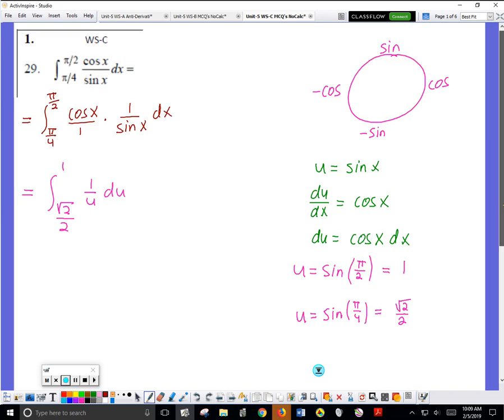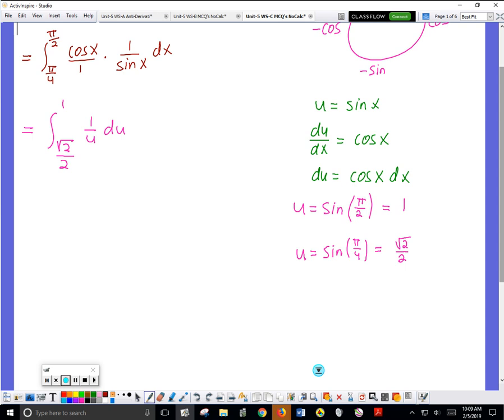Now we plug them in. Questions? Oh, we've got to do the answer. Good. So this is my f prime right here. I need to find f. So f ends up being the natural log of the absolute value of u. Got to go between 1 and root 2 over 2. So this is f prime right here. I mean, this is f. Question?